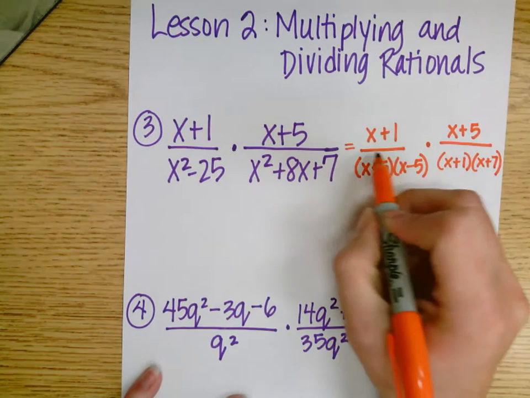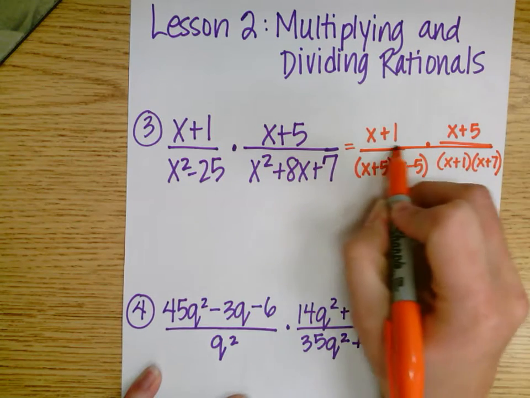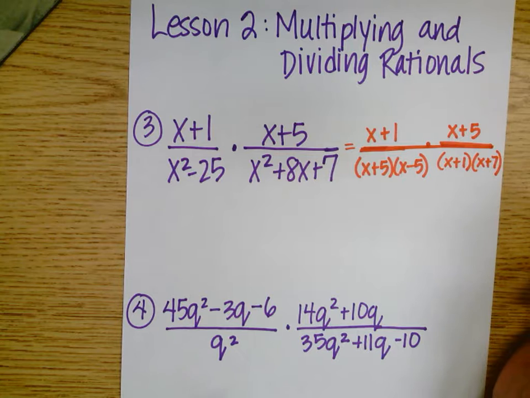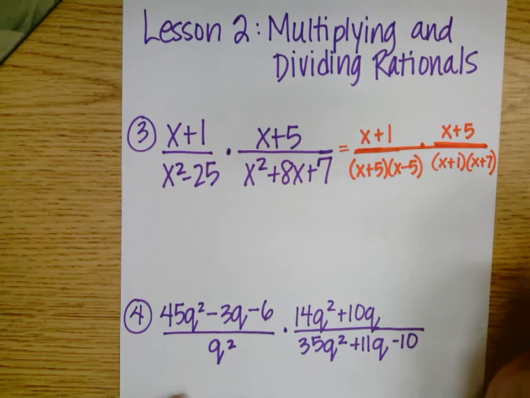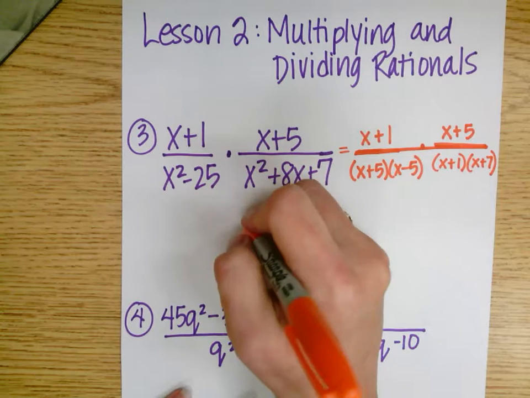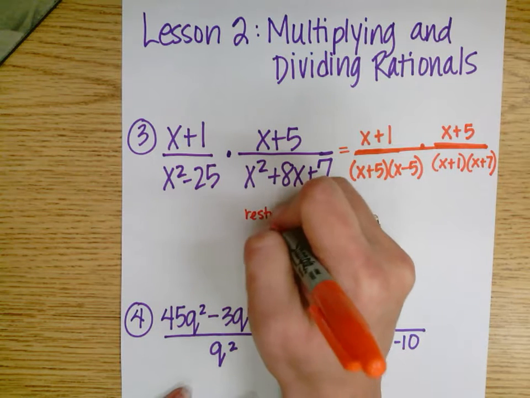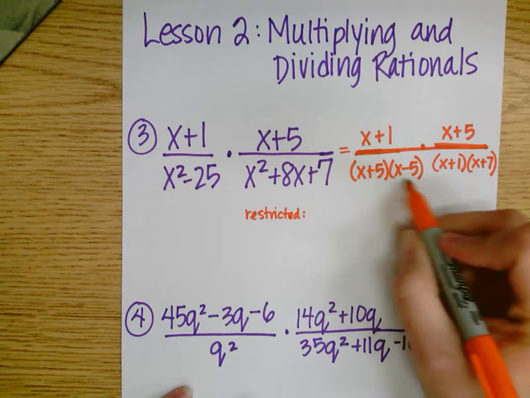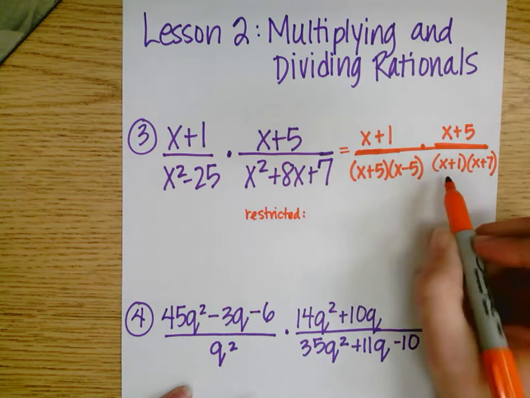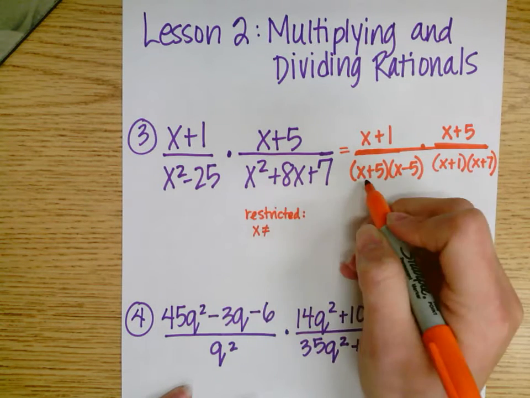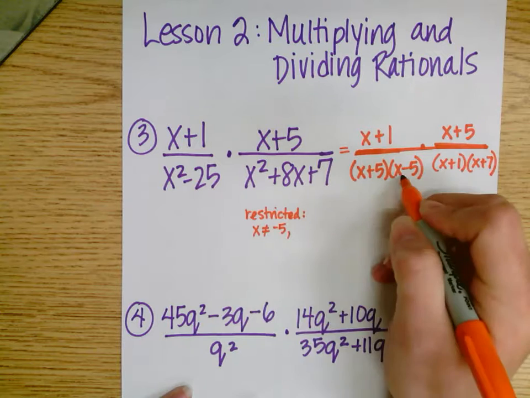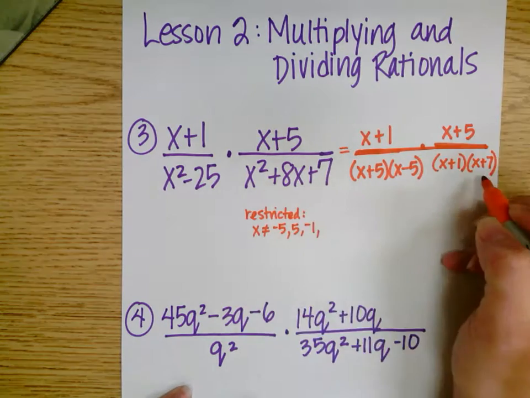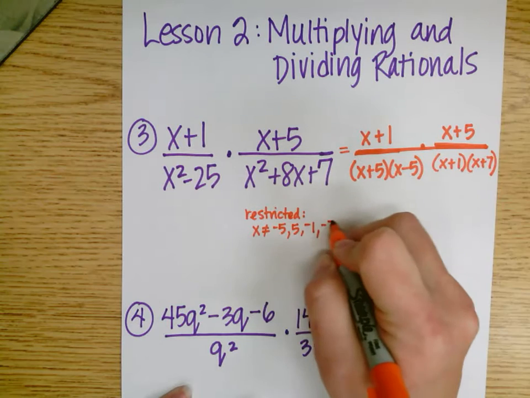Now I'm going to connect, even though these are not in line, and make it one big fraction bar. And I'm going to look to see what cancels. But remember, before we actually cancel, I want to also look at my restricted values. Looks like I'm going to have 4 maybe? Yeah, I have 4 different parentheses down here, so I'm going to have 4 different restricted values. So x is not allowed to be negative 5, x is not allowed to be positive 5, x is not allowed to be negative 1, and x is not allowed to be negative 7.